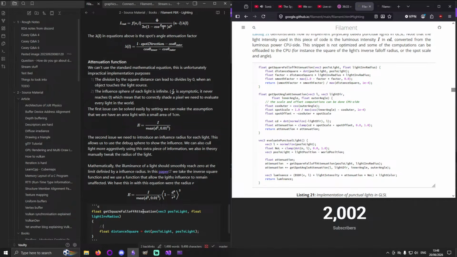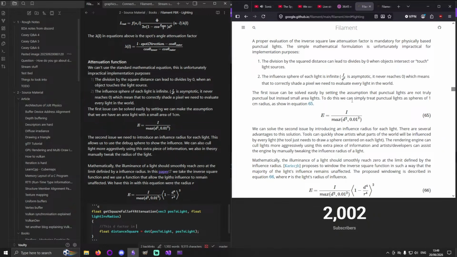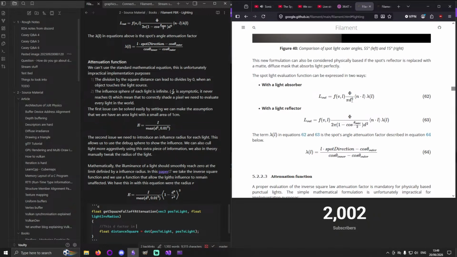Okay, so this is the distance squared. So this is D, the D factor, I think. So what's the falloff one?